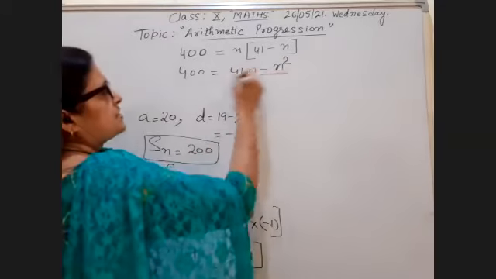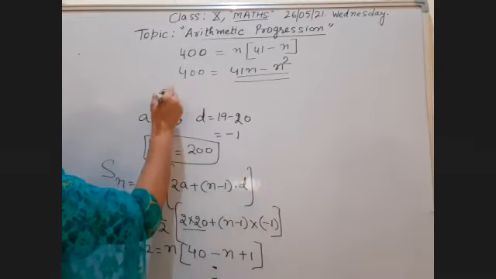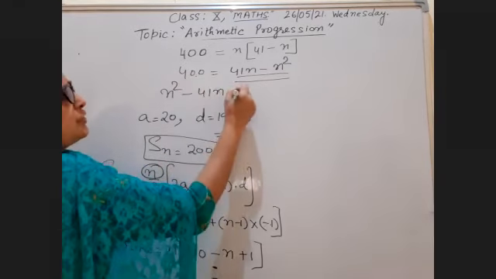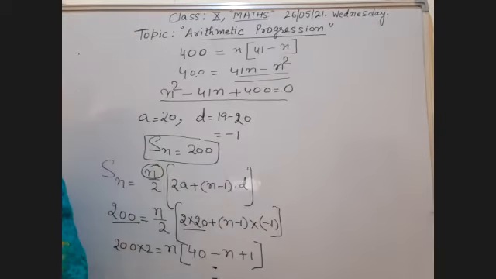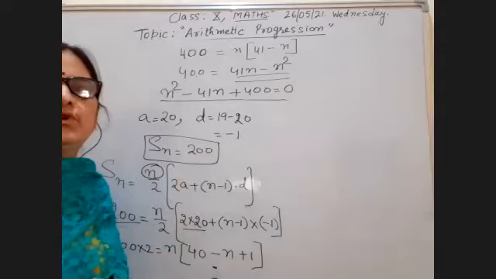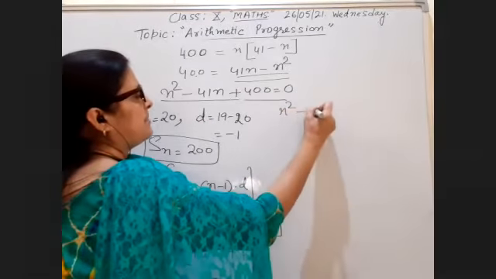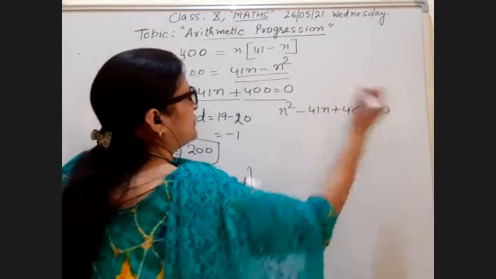When you transpose 41n minus n square to the left hand side, the signs are changed. Plus 400 equal to 0. Now this is the quadratic equation. n square minus 41n plus 400. Now you have to solve this equation. n square minus 41n plus 400 equal to 0.